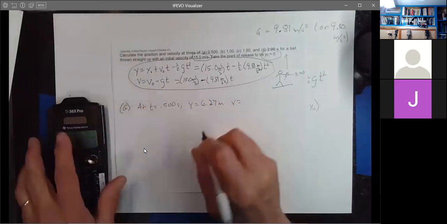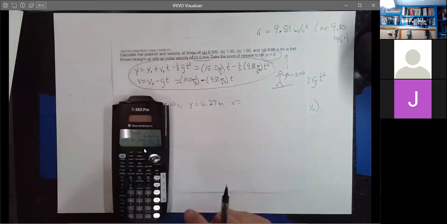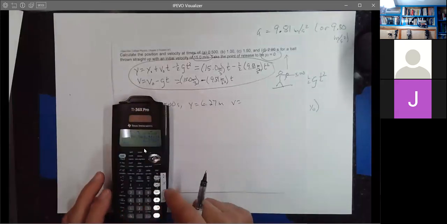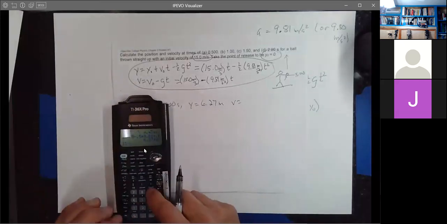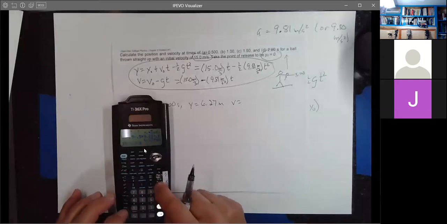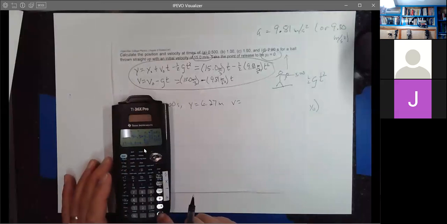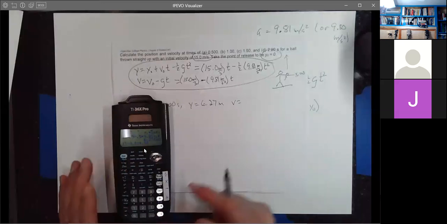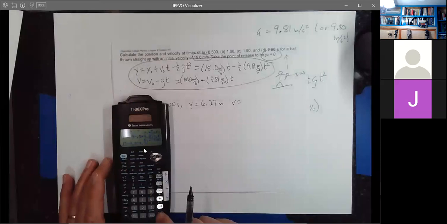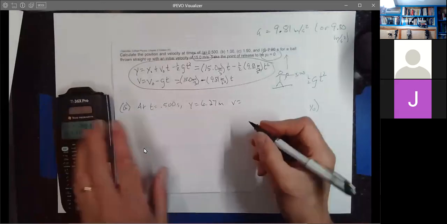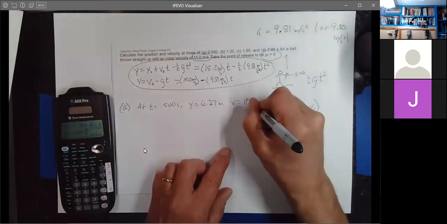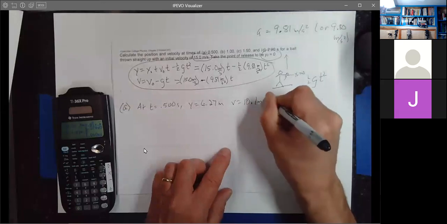V is going to equal, I just take my 15 minus 9.81 times 0.5. No, yeah, it was 0.5 seconds. That's what's going on. Okay, and I get 10.1 meters per second.